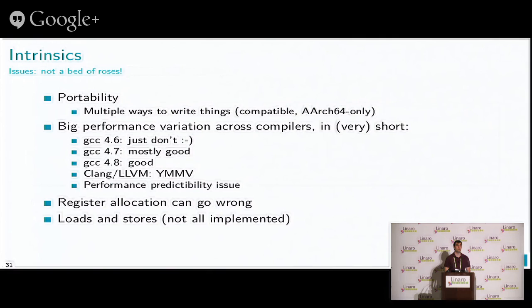If you put a lot of pressure, a large number of variables, in a single function, the compiler usually has a hard time doing a good job. And it starts spilling and using memory when it shouldn't. And the last issue I've encountered was around loads and stores. Not all of them are implemented, and you may have to resort to small bits of assembly to do what you want. Despite all this, I still recommend that you use Intrinsics as a first choice, and we'll come back to this.